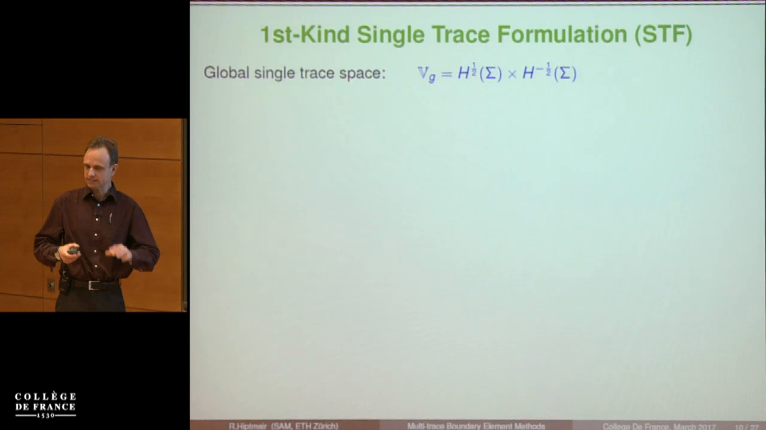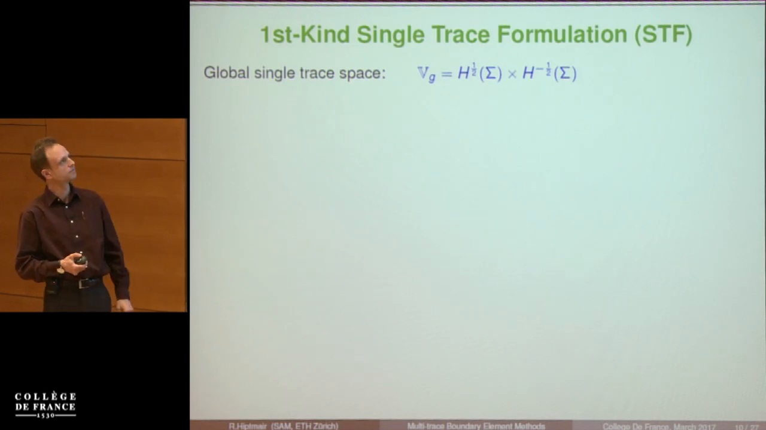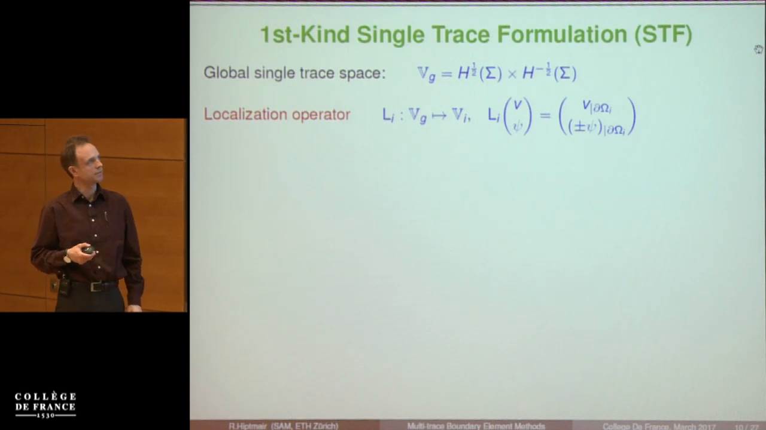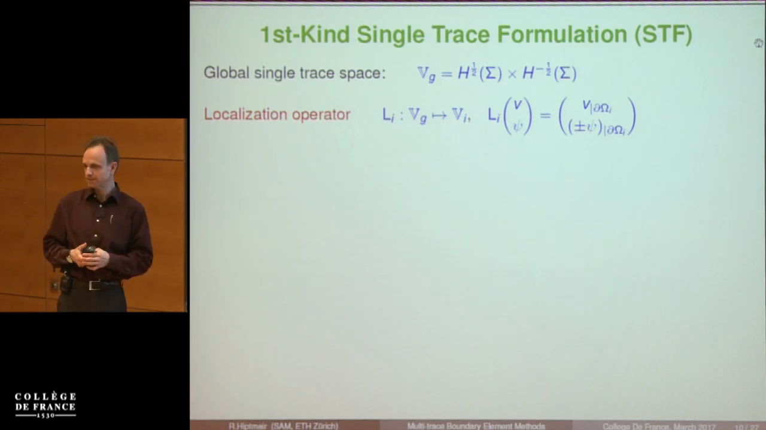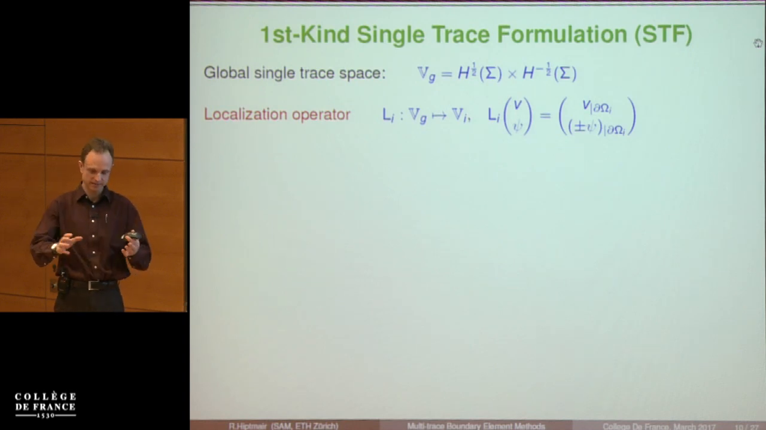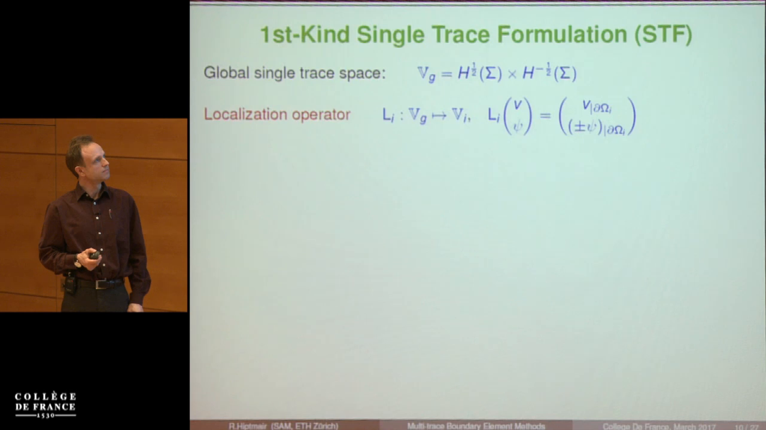And now, this is the space in which the single trace formulation lives. So remember this localization operator, and now I've really put in the sign here on the Neumann data depending on the orientation. Now this is the function point of view, or the trace point of view. So you take the Neumann data and look at the orientation, and in case you have to flip the sign. And now how does the single trace formulation look like? It's surprisingly simple.